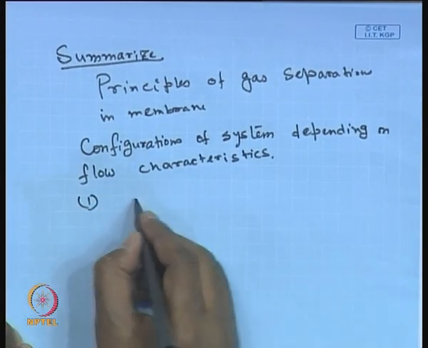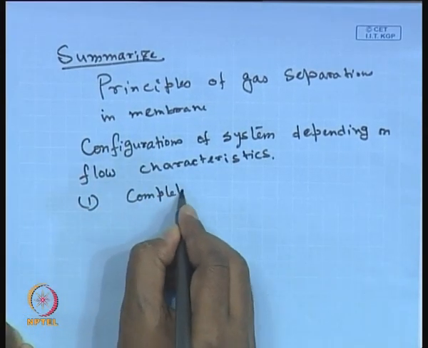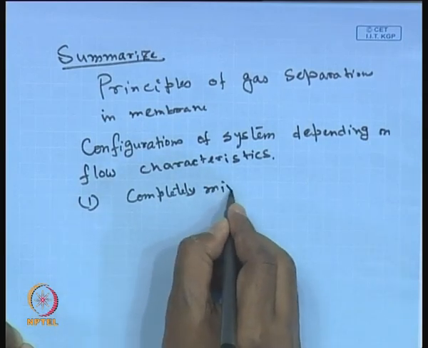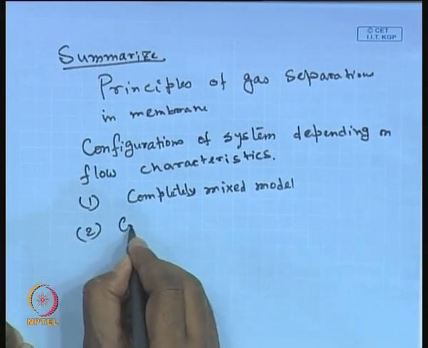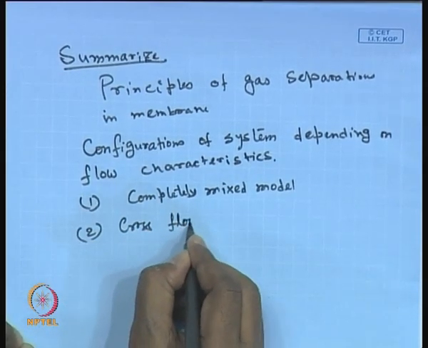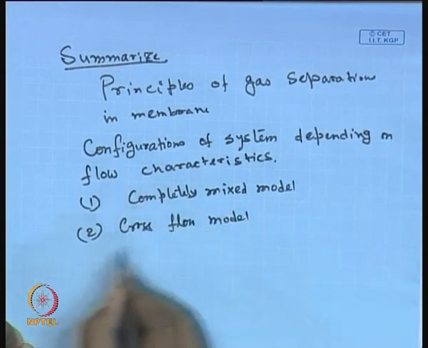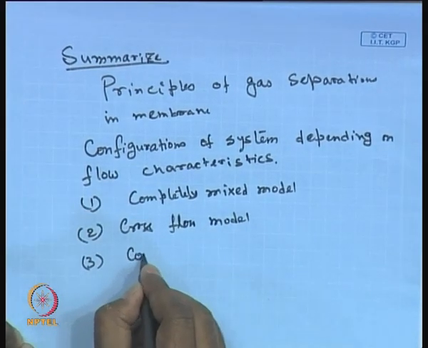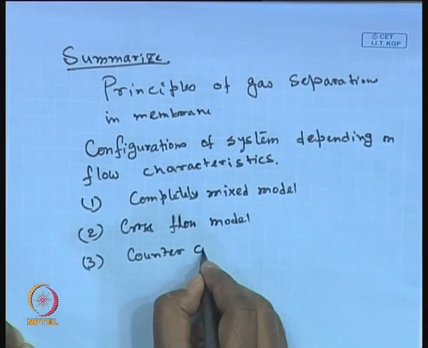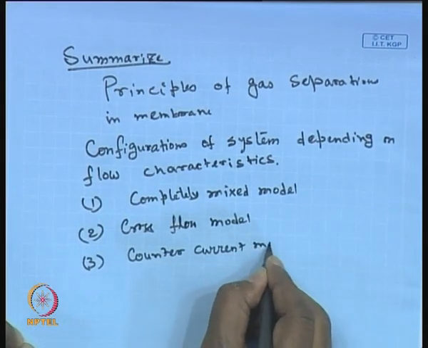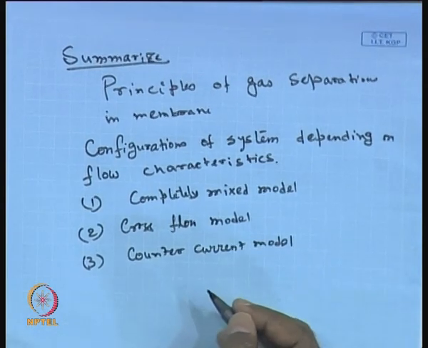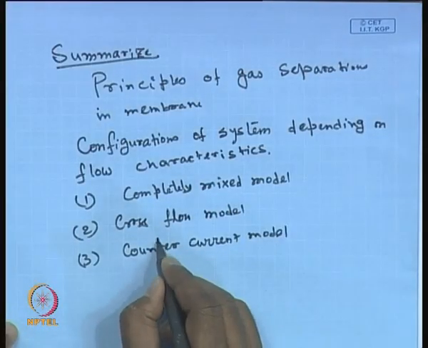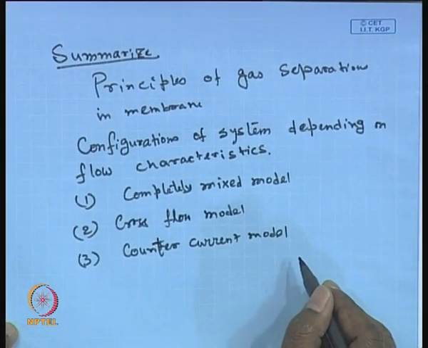First one, we got the completely mixed model. Secondly, we got the cross flow model. Third, we looked into the counter current model. We did not look into the co-current model, because the counter current model is generally more efficient compared to the co-current model. So, the popular operation is the counter current configuration.